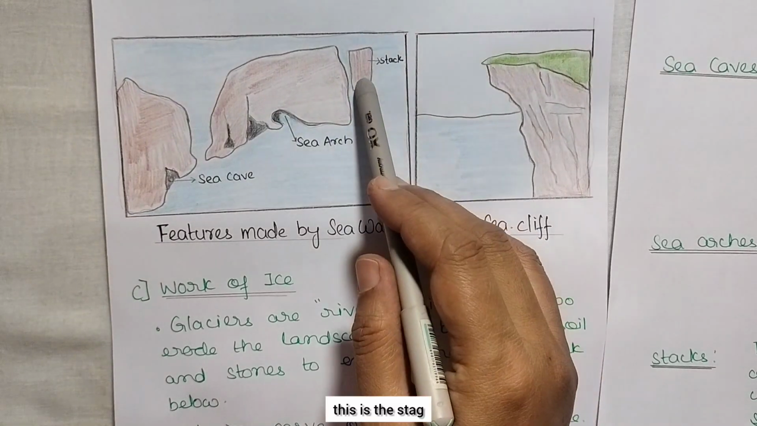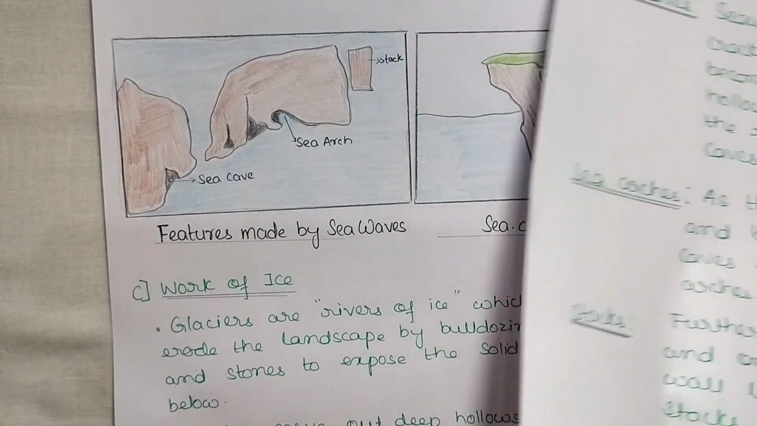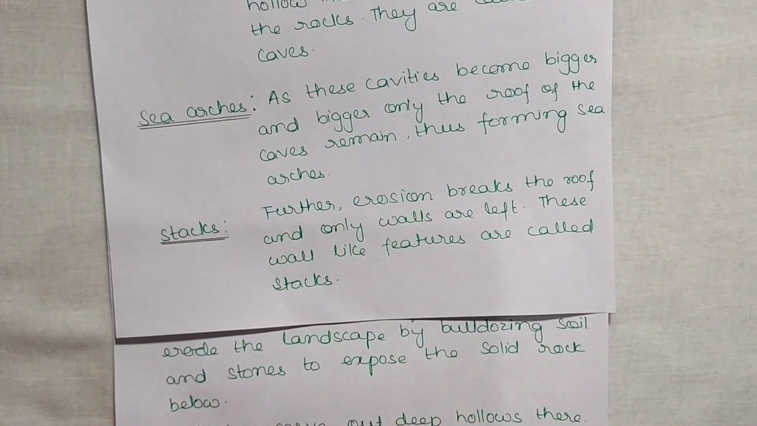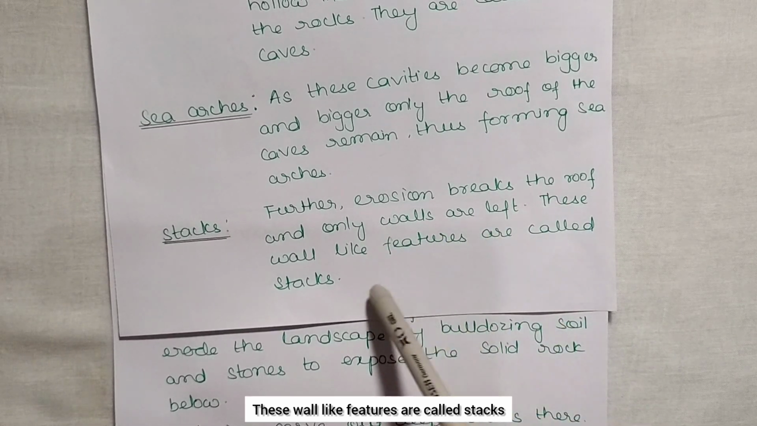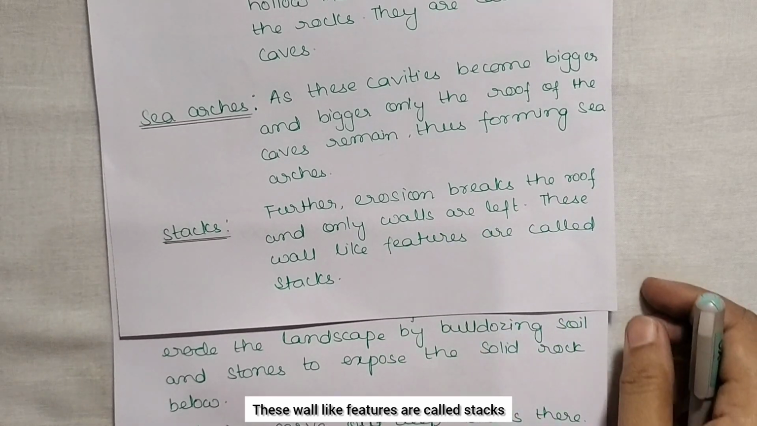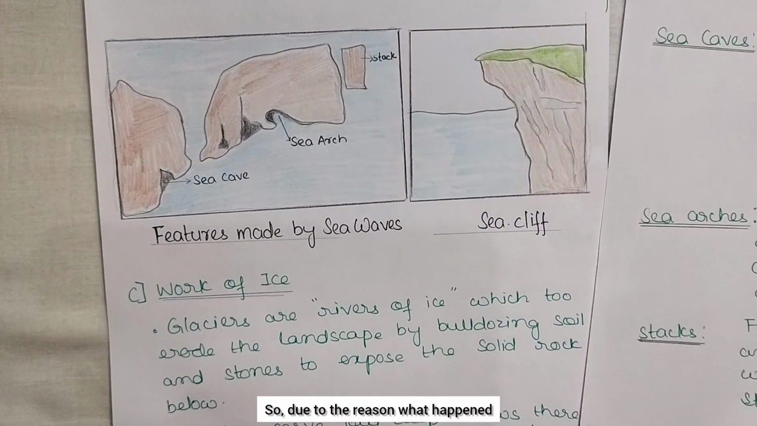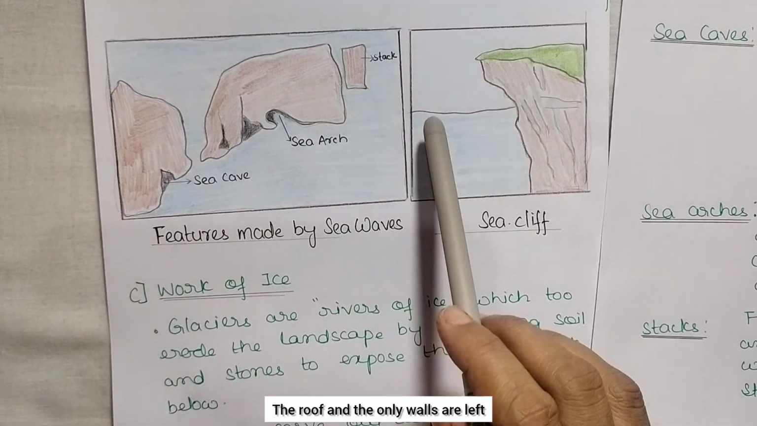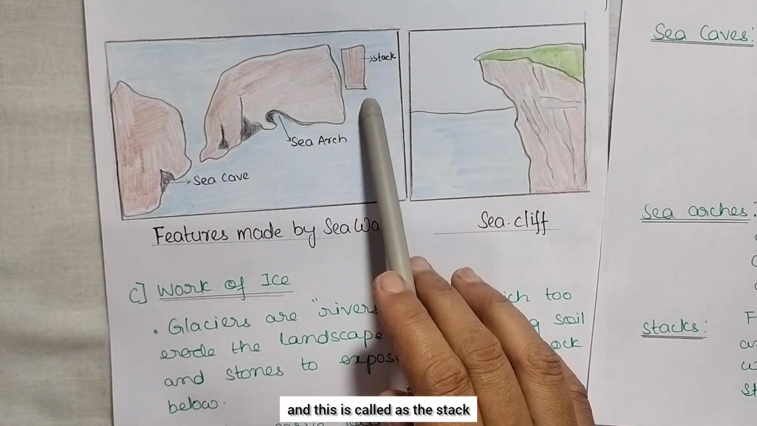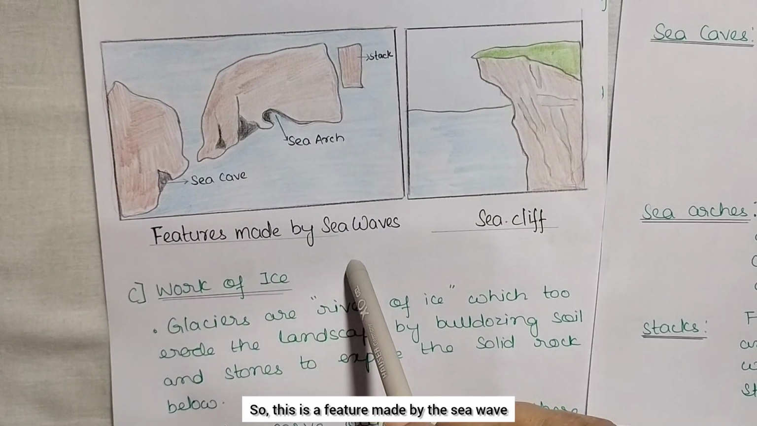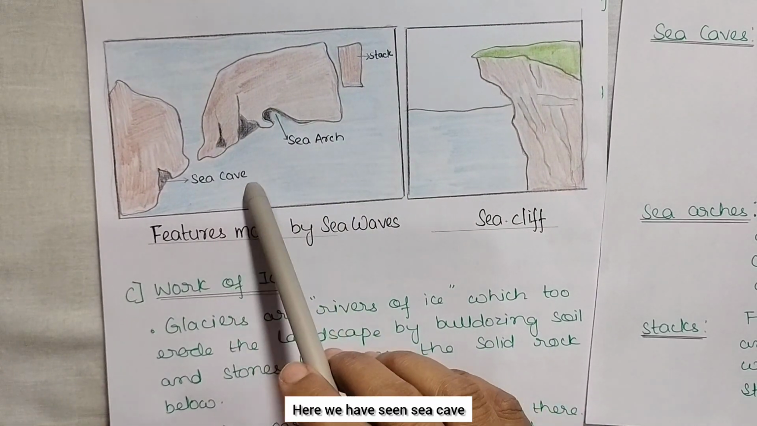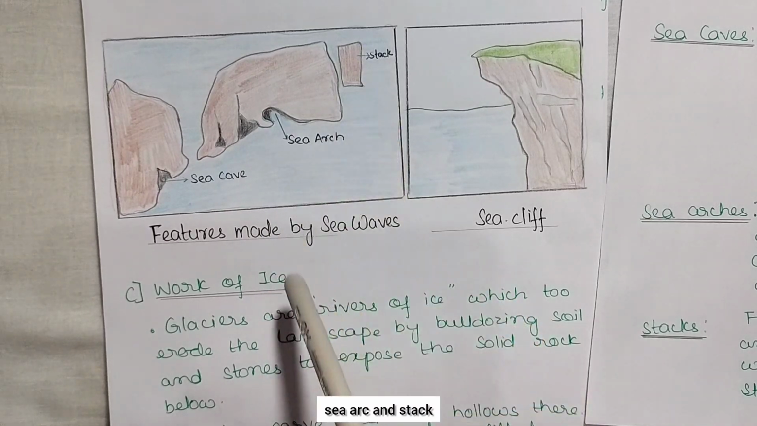Stacks. This is the stack. Further erosion breaks the roof and only walls are left. These wall-like features are called stacks. So due to the erosion, what happened? The roof is gone and only the walls are left, and this is called a stack. So these are the features made by the sea waves. Here we have seen sea cave, sea arch and stack.